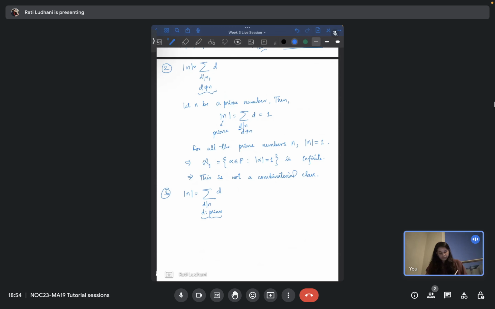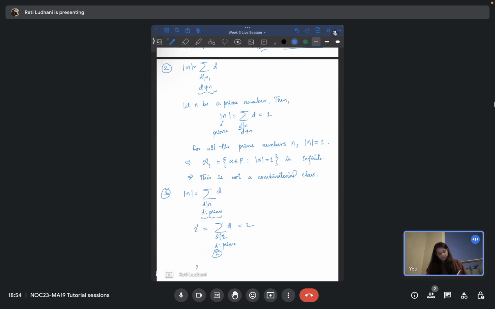For example, you take 2 raised to power 1, what will you get? Summation, sorry, d divides n and d is prime. What does that mean? n is your 2, so that means you have just 1 and 2 as your elements, and prime is just 2, so 1 is not a prime number, so you'll just get 2.